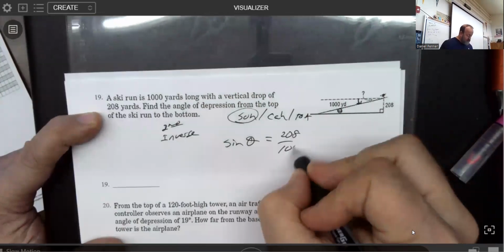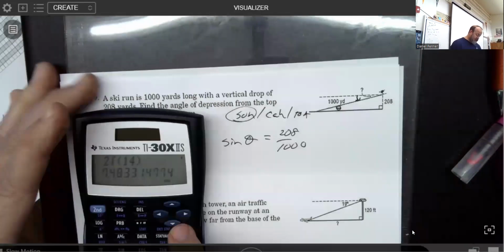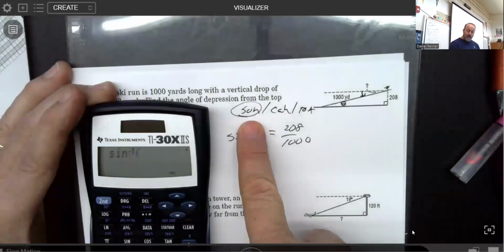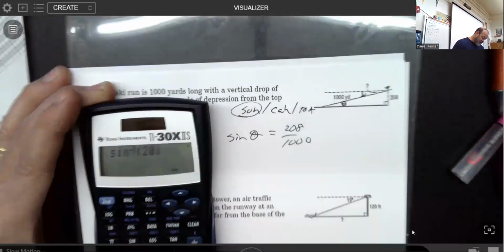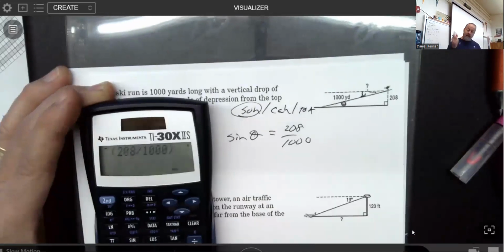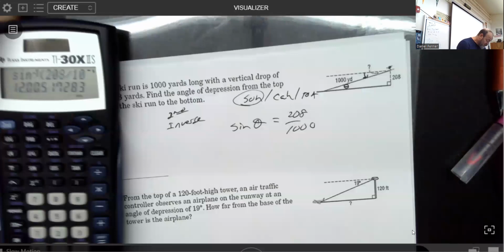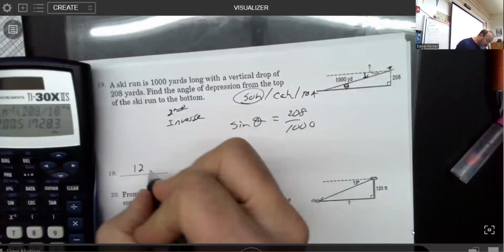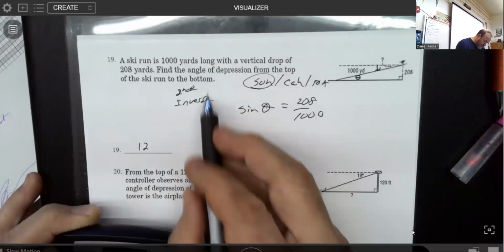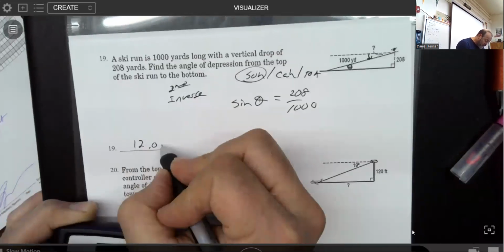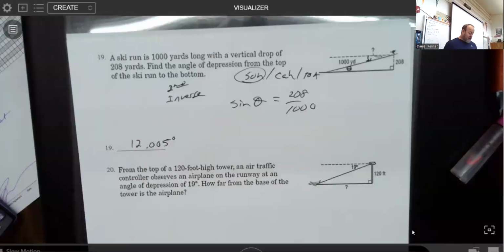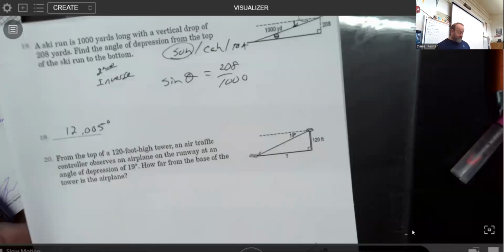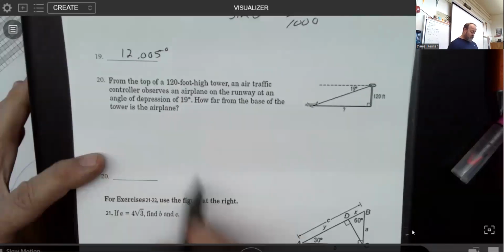And that's all I really need to do is I need to hit that second button with a sine, and it was a sine because it was opposite over hypotenuse. It's a second because I'm looking for the angle. And I just put in the ratio, and I say, hey, calculator, I got a ratio of 208 over 1,000. Could you tell me that angle? And it says, hey, you got a 12-degree slope. 12, let's see, it doesn't really say how to round this, so I'll go 12.005 degrees. Cool.